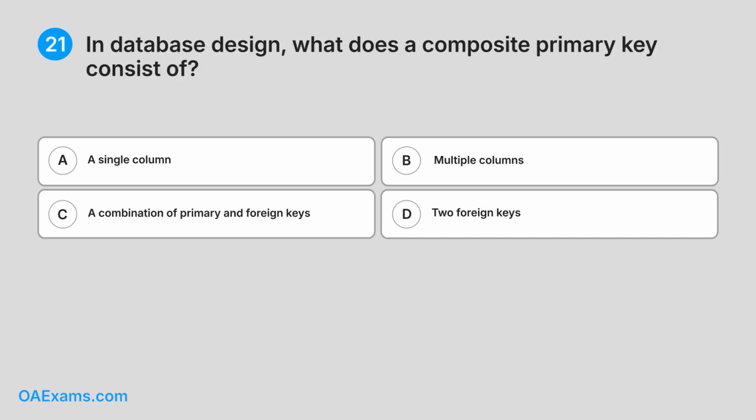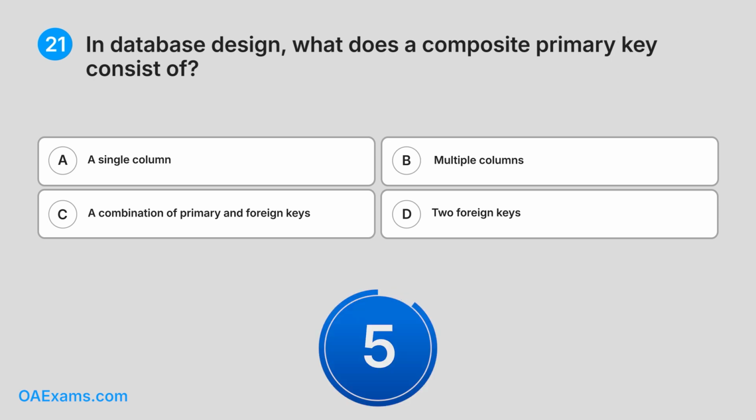21. In database design, what does a composite primary key consist of? A. A single column. B. Multiple columns. C. A combination of primary and foreign keys. D. Two foreign keys. Can you guess the answer?